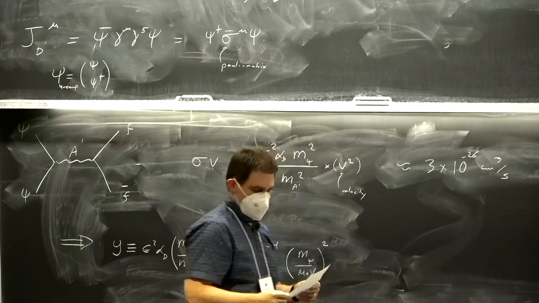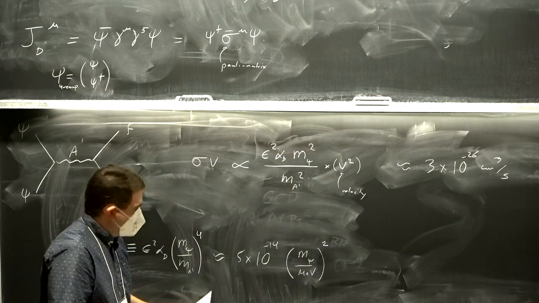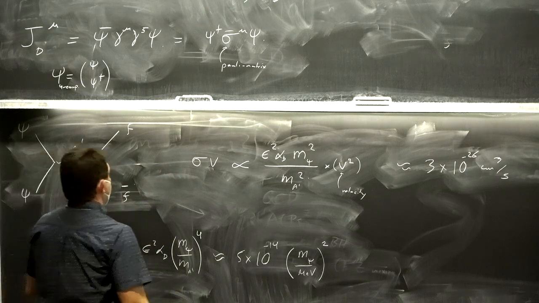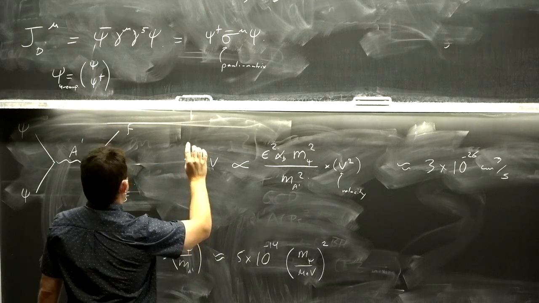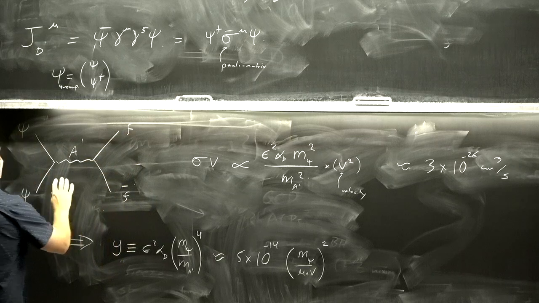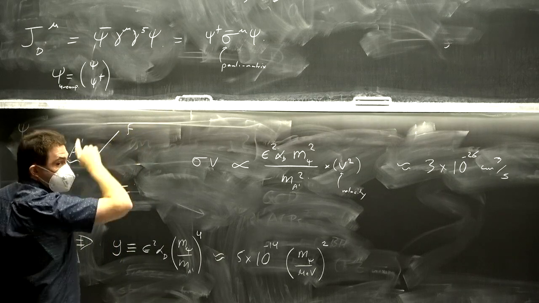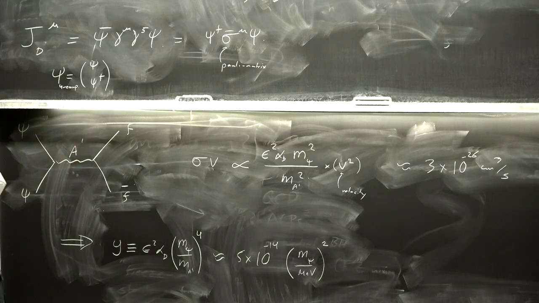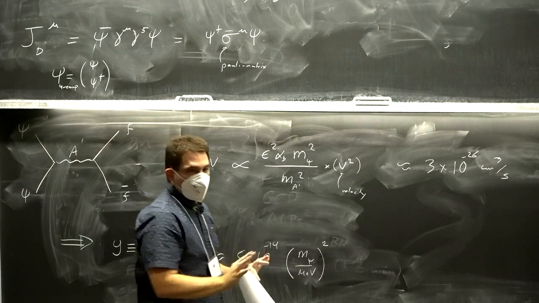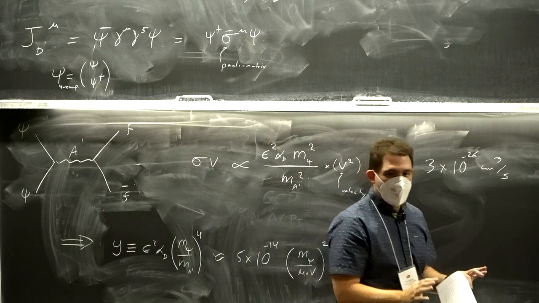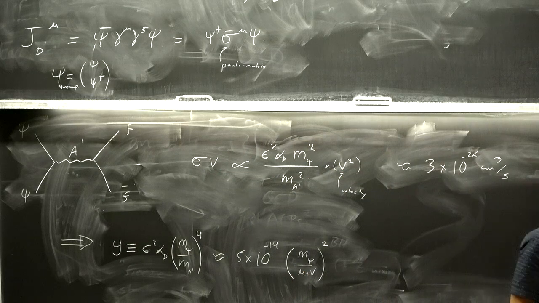Go ahead. Could you repeat why this has to be p-wave, please? That is just a property of calculating the annihilation cross-section for a Majorana fermion which can only couple to a vector this way. So that's just a property of the model. It's not like a choice. It's not like Majorana fermions have s-wave annihilations through a vector mediator.